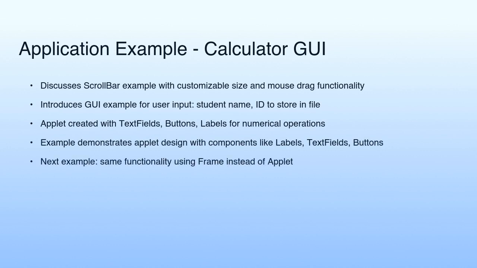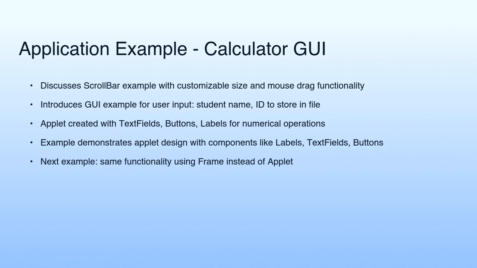It then introduces a GUI example for user input, where a student's name and ID are entered and stored in a file. An applet is created with text fields, buttons, and labels for numerical operations. The example demonstrates applet design with components like labels, text fields, and buttons.